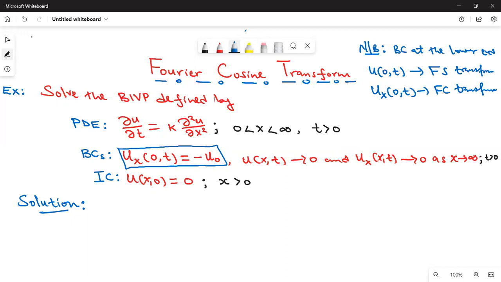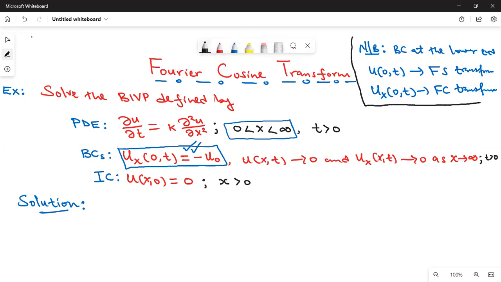Of course, Fourier cosine and Fourier sine transforms are applicable when your domain is semi-infinite. You see here, from 0 to infinity, this is a semi-infinite domain. Now look at our boundary condition at the lower end, at x equals 0. We know the velocity boundary condition. So this will tell us that we use the Fourier cosine transform. What I've explained here is very important.